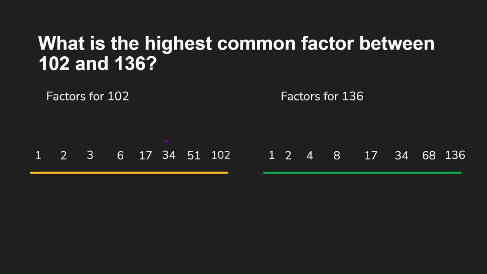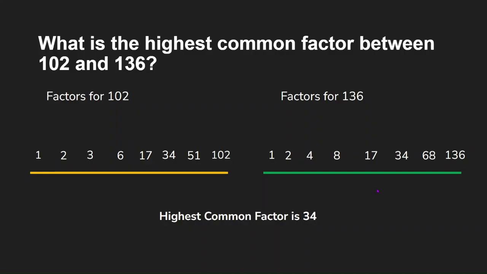You already saw the answer, but if we look at common factors, we have 1, 2, right? Not 4, not 3, not 6, not 8. 17 appears in both lists. 34 appears in both lists, and that is the highest number, right? So our highest common factor is 34, right?